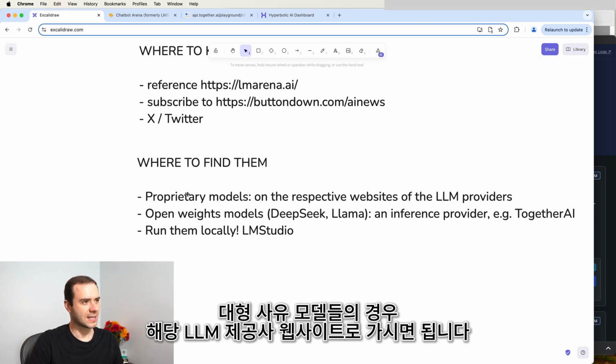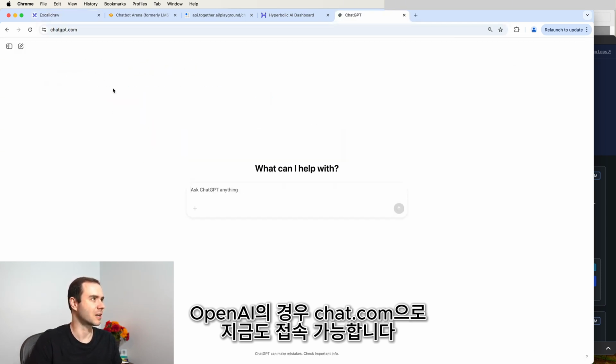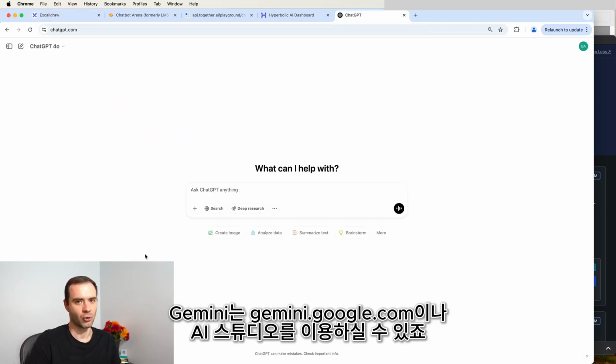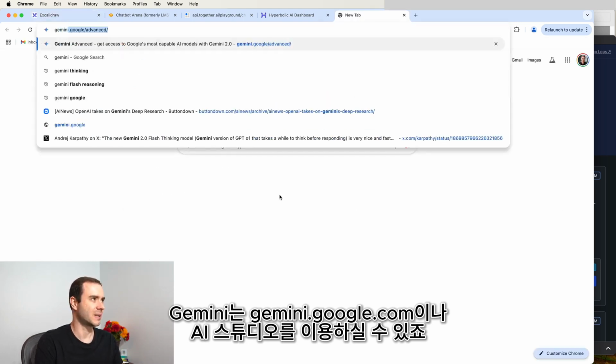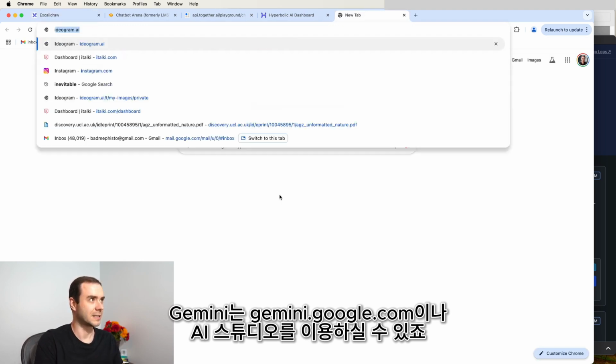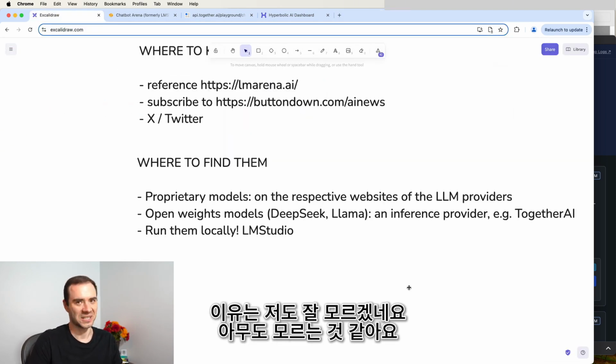So the first one I would say is for any of the biggest proprietary models, you just have to go to the website of that LLM provider. So for example, for OpenAI, that's chat.com, I believe actually works now. So that's for OpenAI. Now for Gemini, I think it's gemini.google.com or AI Studio. I think they have two for some reason that I don't fully understand.